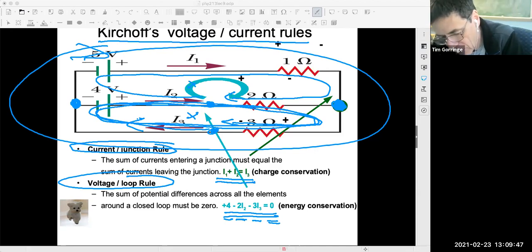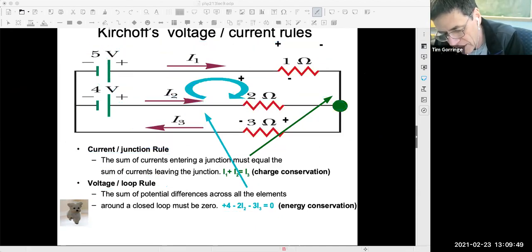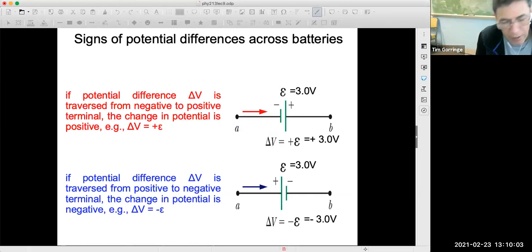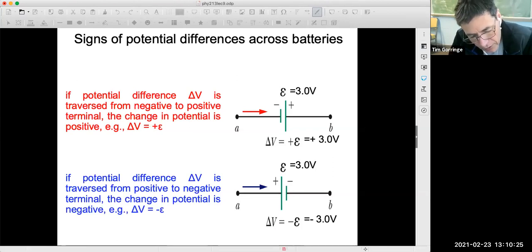I think we're going to work through an example. You'll see it maybe clearer in the example. But before we do the example, let me make a couple of important points. And it has to do with the signs, plus or minus signs, of when you walk across a battery or when you walk across a resistor. So look, here's 2 examples.